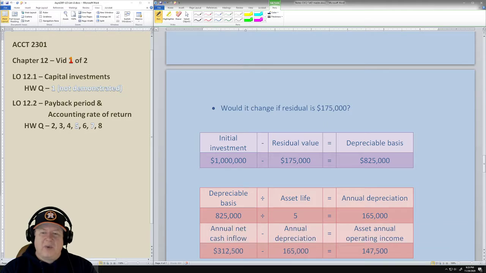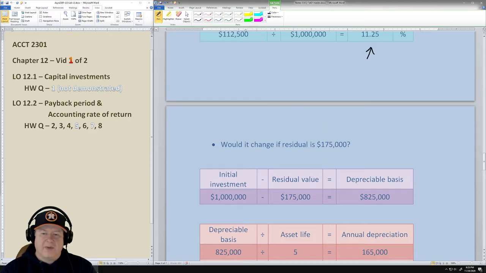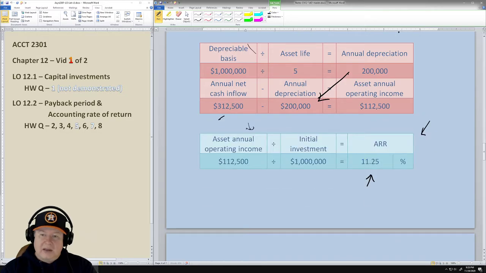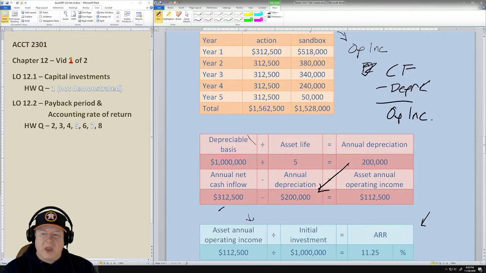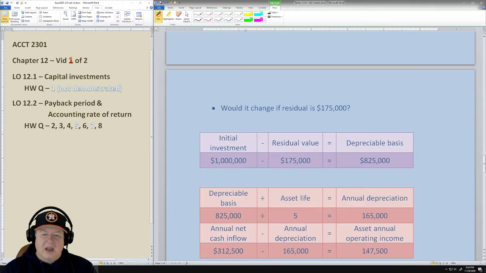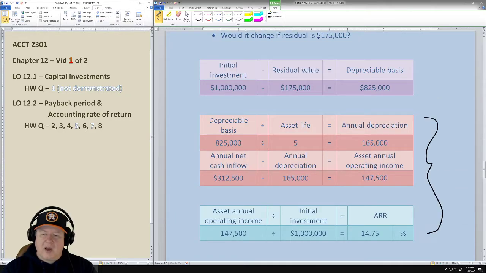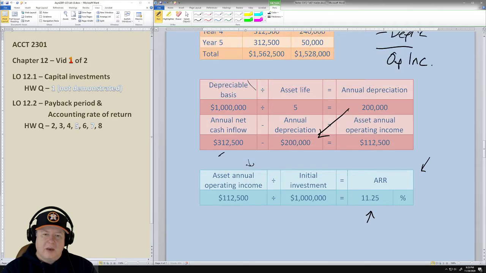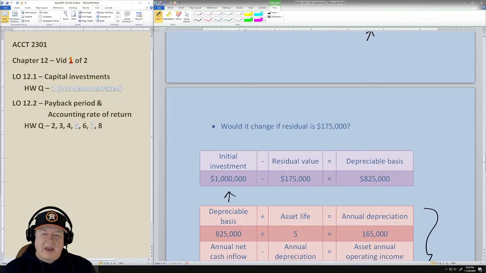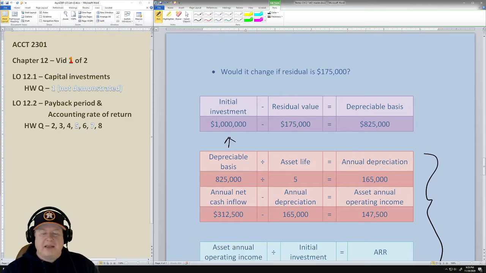Would it change if the residual was 175,000? Well, yes, because the residual affects this depreciation number, right? So we take the same cash flow, but we have to recalculate the annual depreciation. It's not all the same numbers, but it's the same procedure. All we do is calculate the initial depreciation. If you notice, the initial depreciation basis was a million up here. But because we have a residual of 175, we actually have a basis of 825.